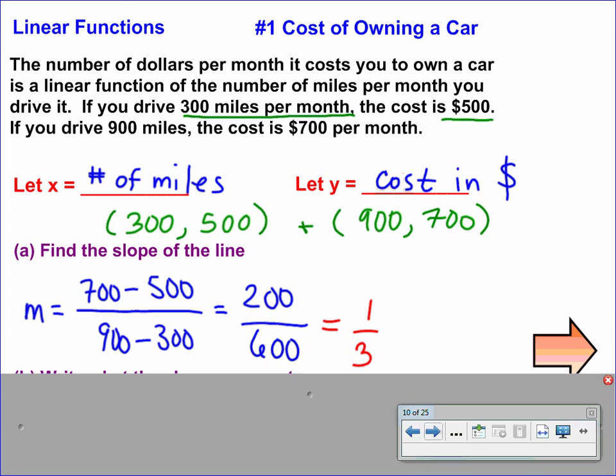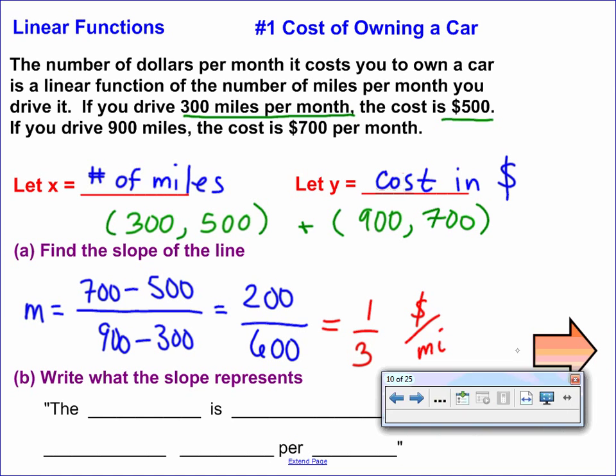And think about the units here. My units would be y units over x units, because my y variable were the numbers on top, and my x variable were the numbers on bottom. So this would be dollars per mile. See that? So it looks like as the number of miles I drive my car increases, my cost for owning the car is increasing at a rate of a third of a dollar for every mile I drive.